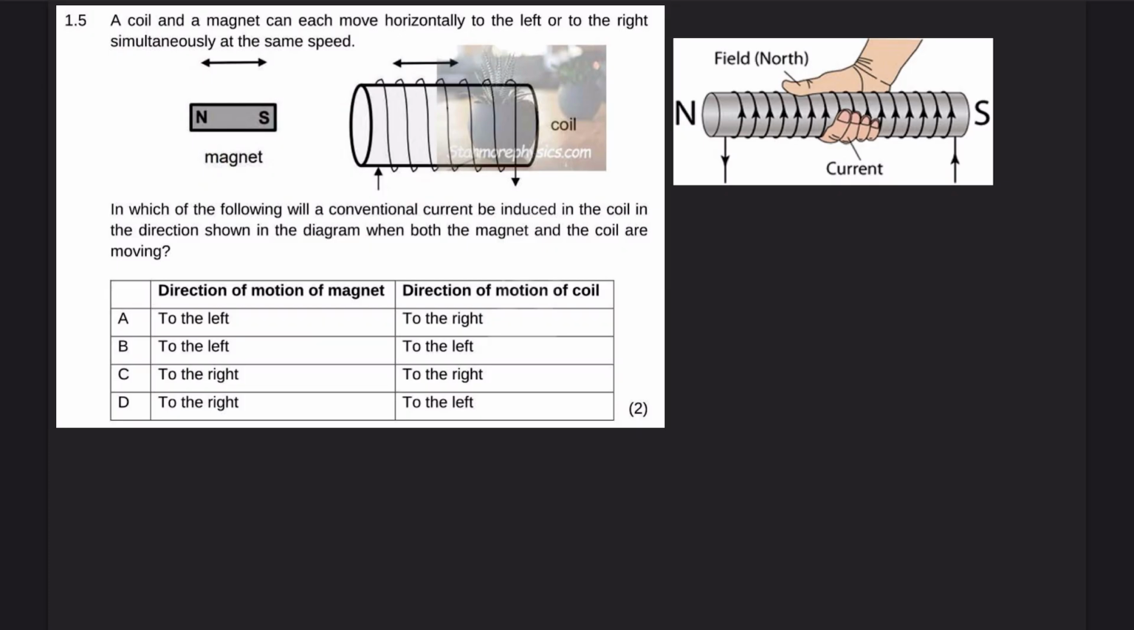Okay, so we need to first figure out the direction of the current here. So we look at the arrows. The current behind the coil is moving up, but the current in front of the coil is moving down. Right, so in that way it's forming like a loop.